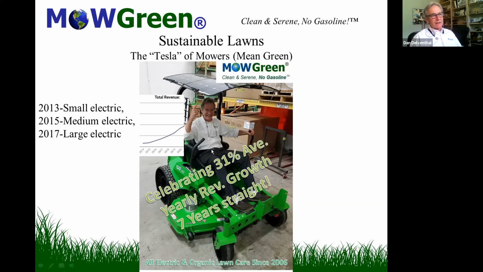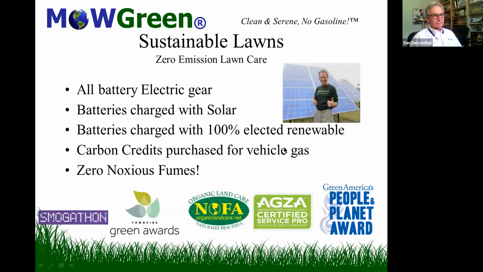And here is a solar canopy riding mower that's 5 feet wide and can do an acre in as quickly as half an hour. Not that there should be any acres of grass to mow. We're all about lawn reduction. So for sustainable lawns, we're all about zero emission, and we use all battery gear. We charge with solar power, but the sun's not always shining. And so we elect 100% renewable energy on our utility bill.